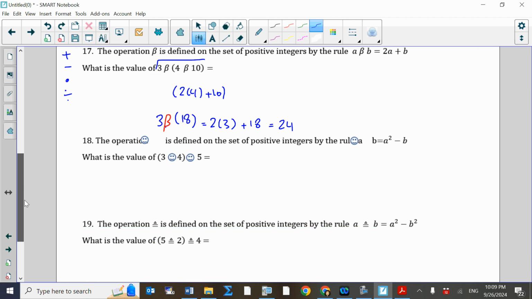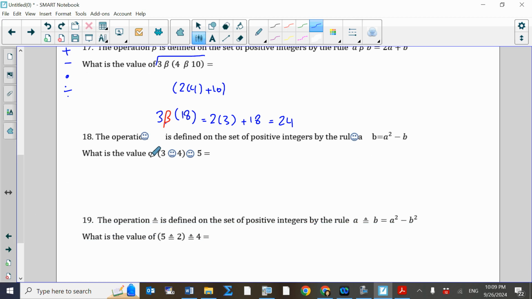I can do one more for you. The next operation is just a smiley face. If I have a smile b, the rule for this operation is to take the first one raised to the power of 2 and subtract the second one. So here, I'm going to do inside the parentheses first. First one raised to the power of 2, subtract the second one. 3 squared is 9 minus 4 is 5.